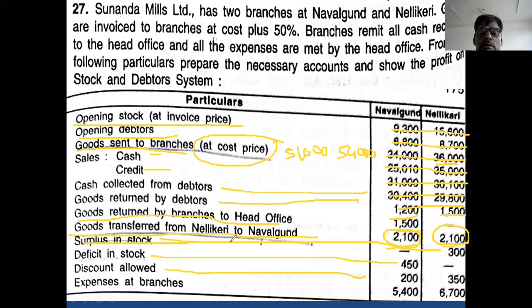And surplus, debit side second column, deficit first column, credit side. In this way you write, otherwise you draw the account separately. Okay. I will draw the account separately and you see that.